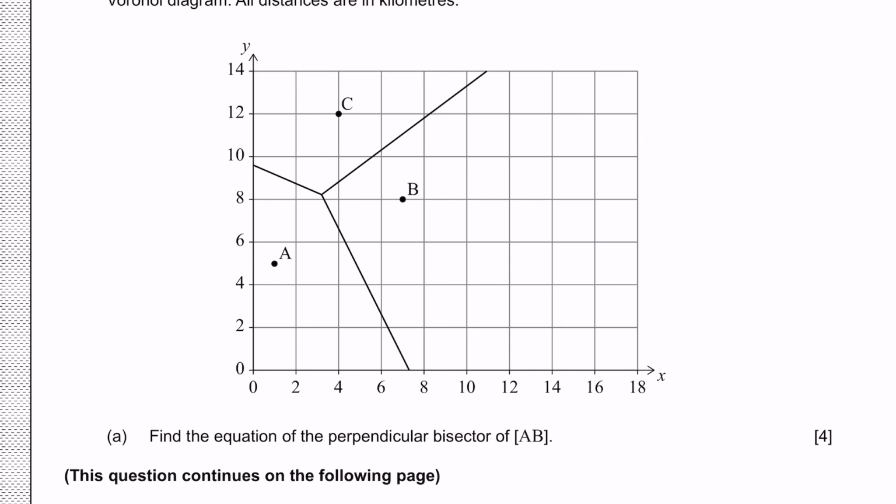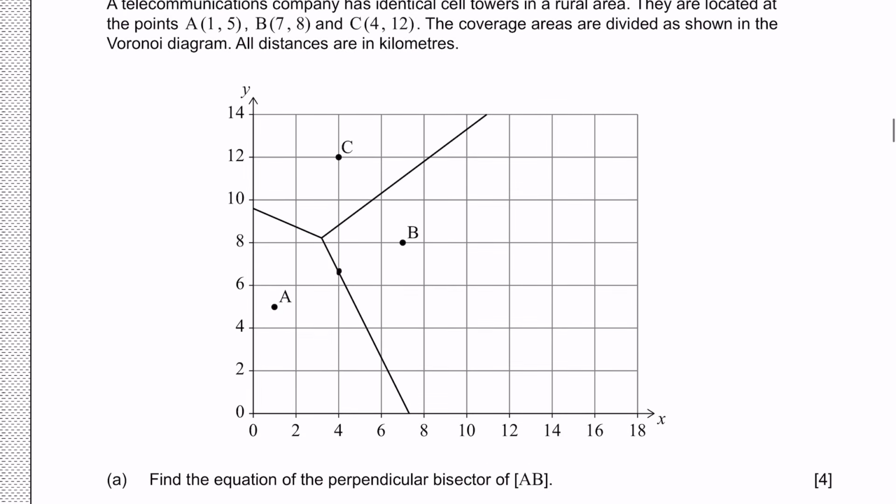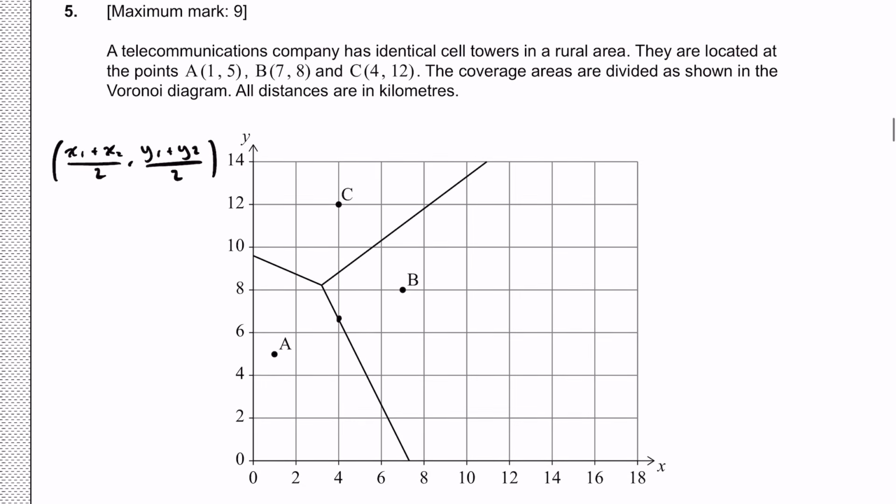So let's go ahead and work this out. First, let's find the midpoint between A, B. The midpoint is given by the average of the x's and the average of the y's. This is in our formula booklet as well. So (x1 plus x2) over 2, (y1 plus y2) over 2. In this case, it's between A and B.